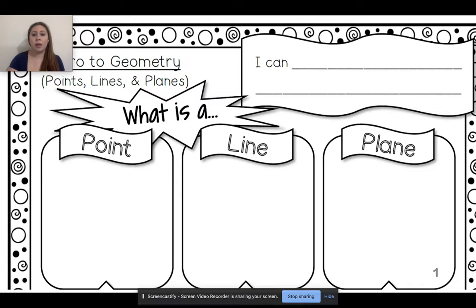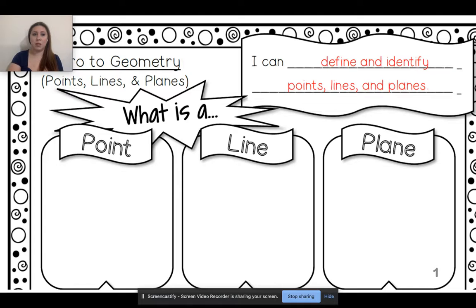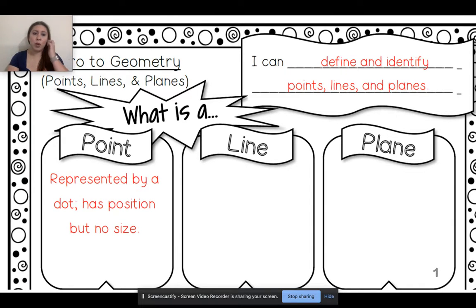What can you be able to do by the end of today? I can define and identify points, lines, and planes. So what is a point? A point, represented by a dot, has position but no size.